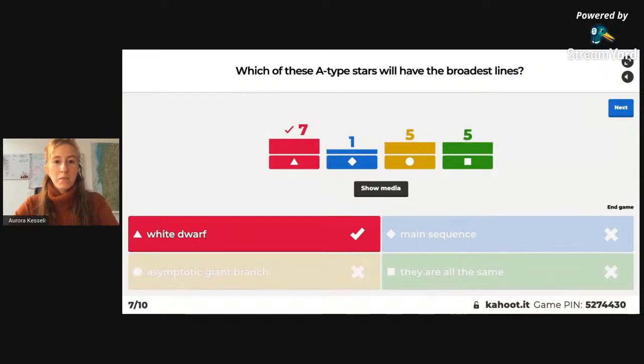Okay. Yeah, so assuming that they all have the same rotation speeds, then the thing that's going to change between all of these stars is their pressure broadening. Since they're all A-type stars, they all have the same temperature, so nothing's going to change about their thermal broadening. And the white dwarf star has the largest pressure, and so it's going to have the broadest lines because of pressure broadening.